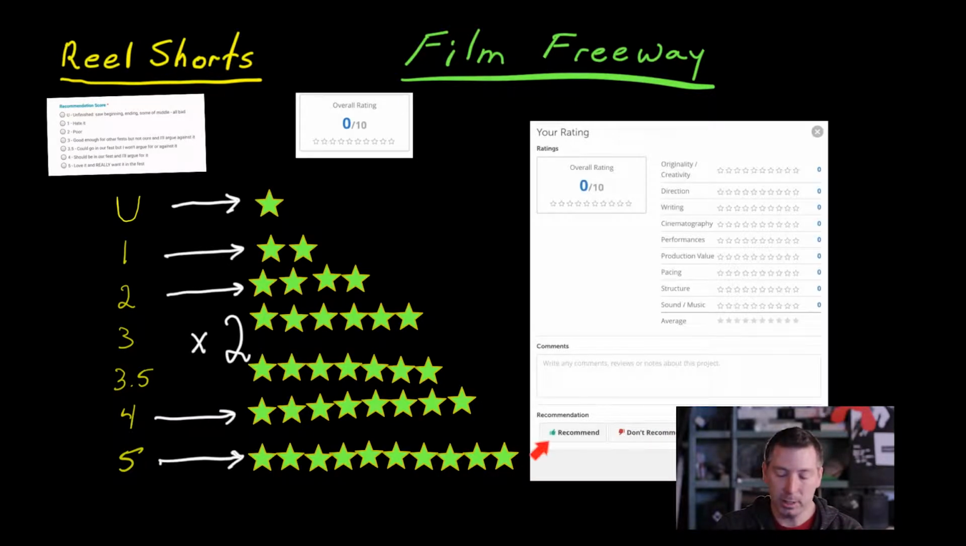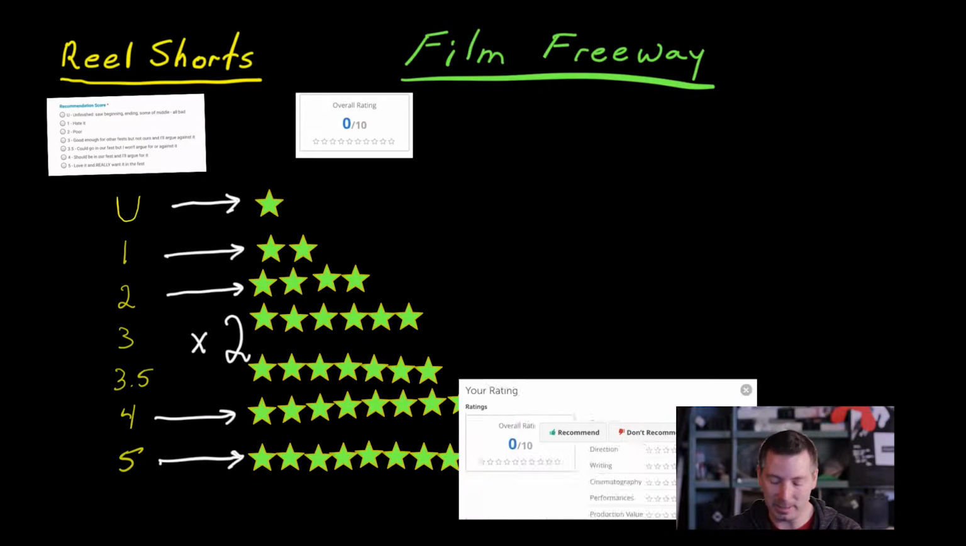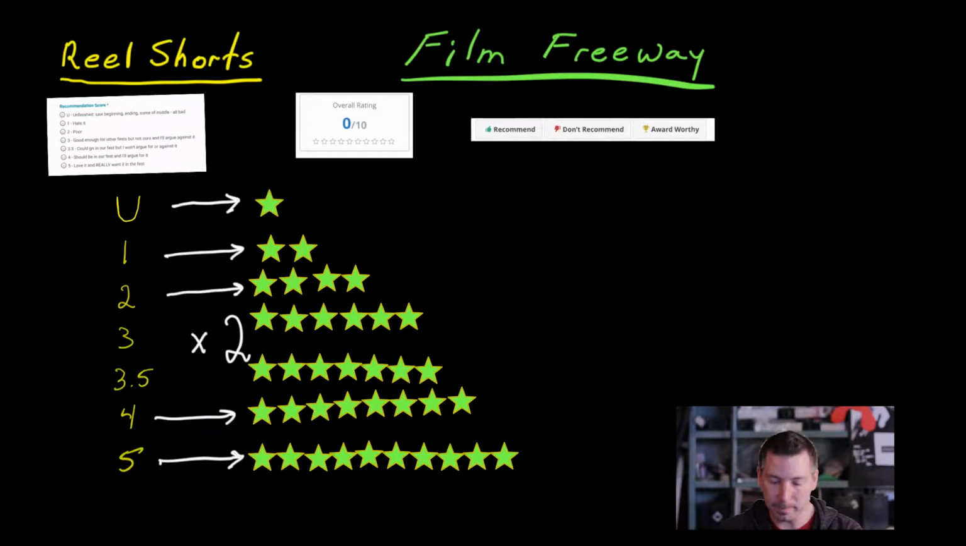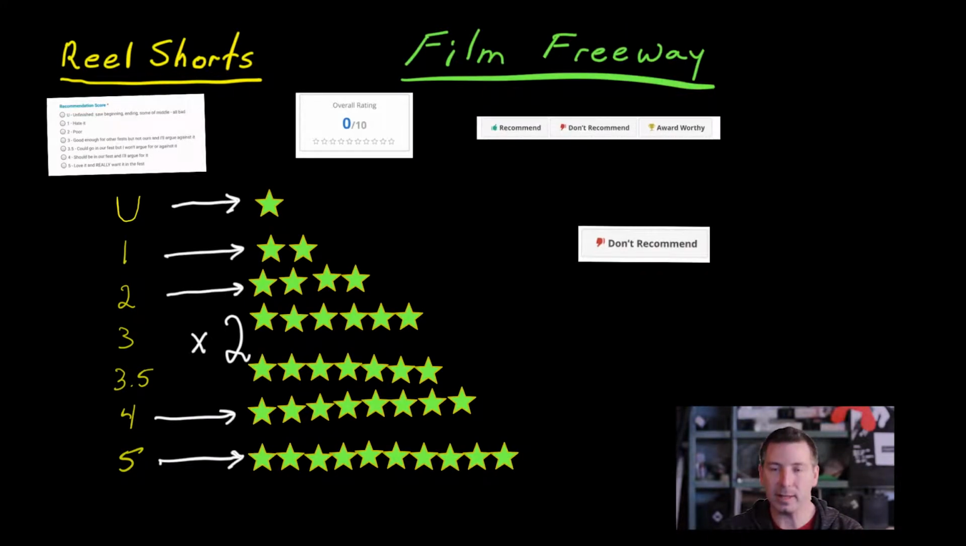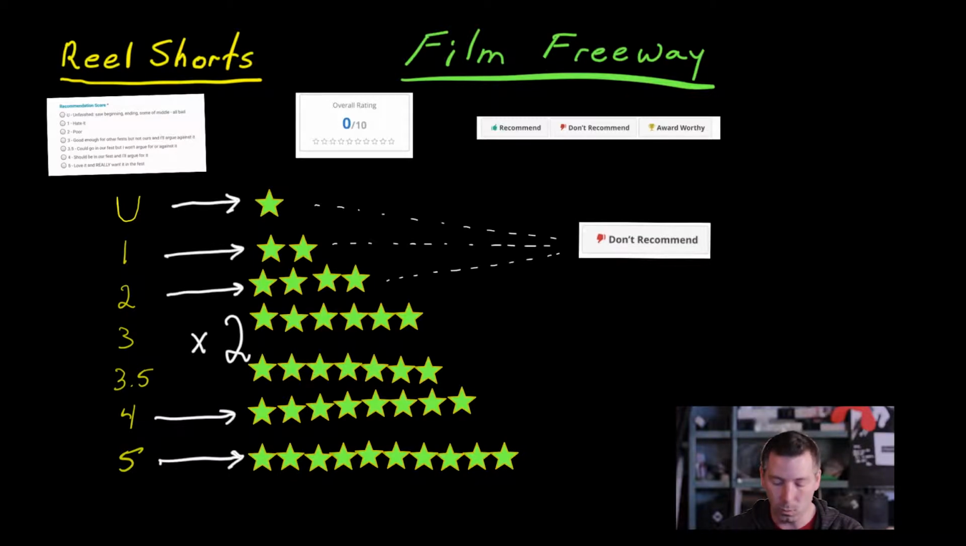Now we need to determine our recommend, don't recommend, or award-worthy score. And to do that, I simply use kind of a pass-fail rule of thumb. So for don't recommend, it's anything that I would consider a fail, or less than 50%. So less than 10 stars, that would be a U, 1, or a 2, receives a don't recommend.